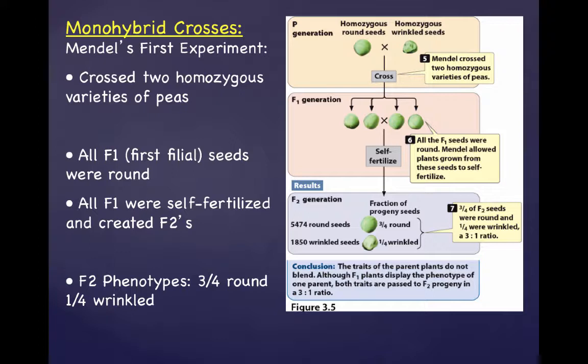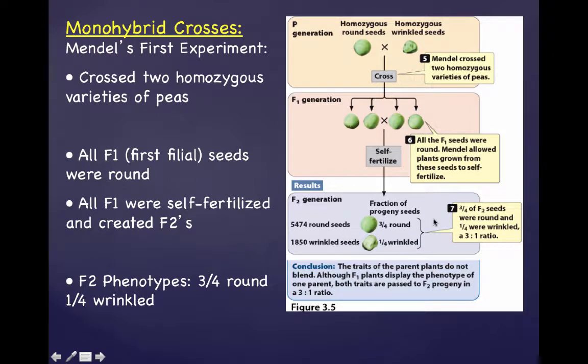Grow into a fully mature plant, and then he allowed them to self-fertilize. He didn't control the fertilization process. And that F2 generation, or the next generation, ended up with a very unique set of ratios. So he actually did this study about 60 times, and he found that there were about 5,400 round seed phenotypes and about 1,800 wrinkled seed phenotypes.